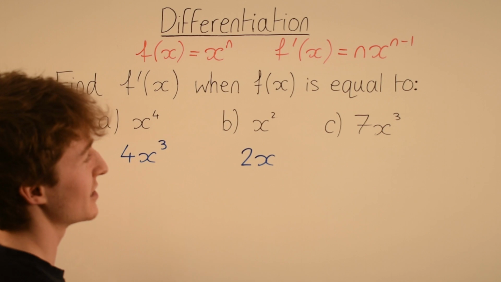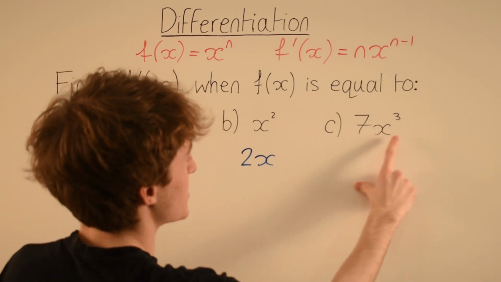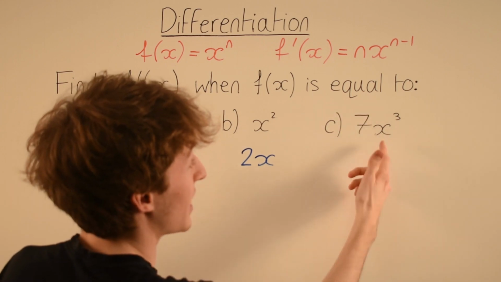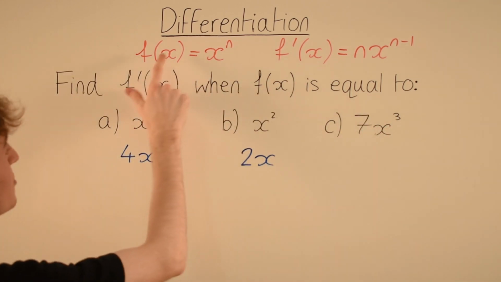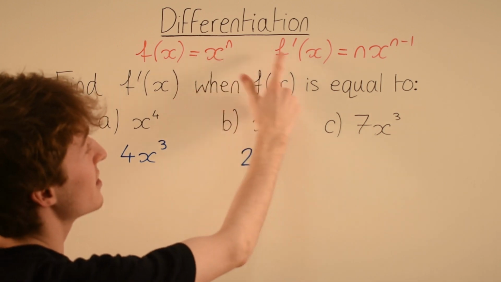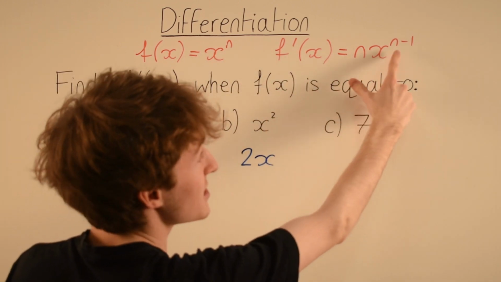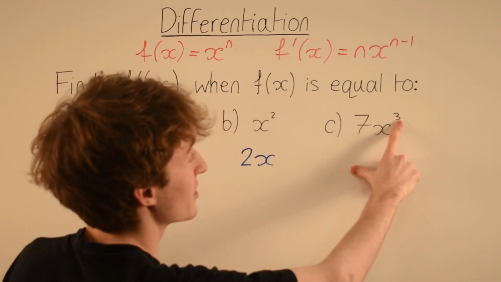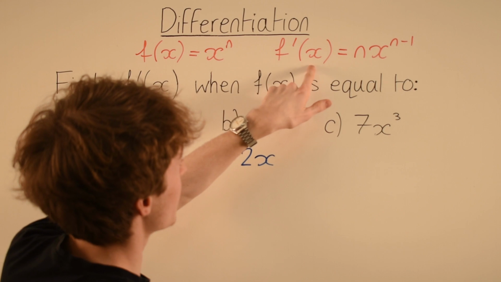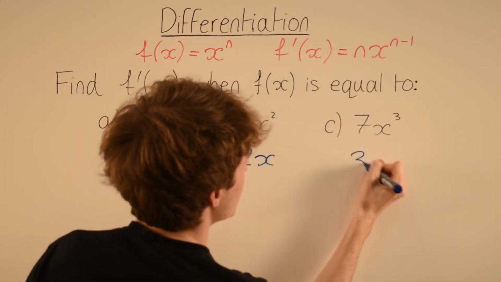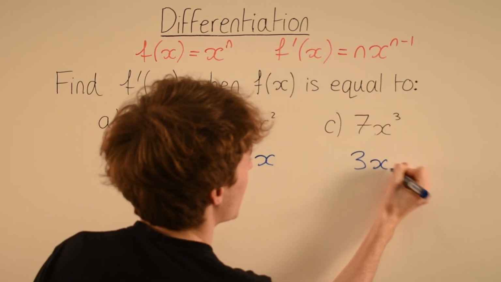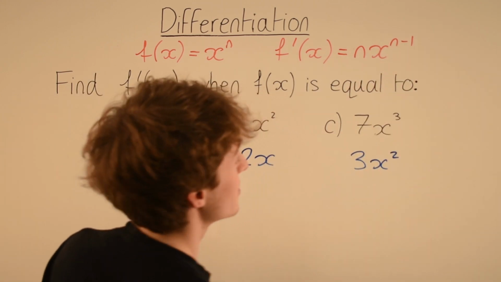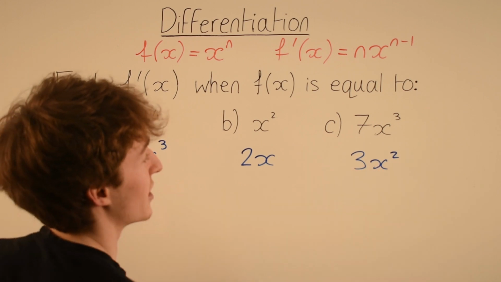This third example is a little bit different because we've got this 7 here next to the x cubed. To start with, we're just going to ignore the 7 and imagine it was just x cubed. So let's go back to our rule. If f of x is equal to x to the n, then f dash of x is nx to the n minus 1. Here n, the power of x, is 3, which means that f dash of x would be 3 multiplied by x to the power of 3 minus 1. 3 minus 1 is just 2, so that leaves us with 3x squared.